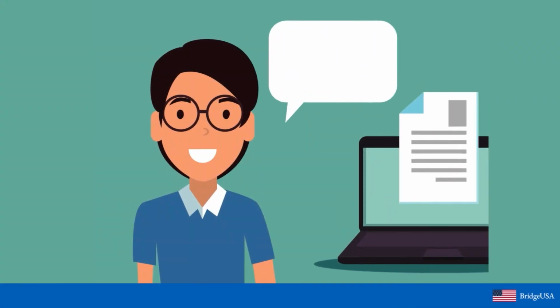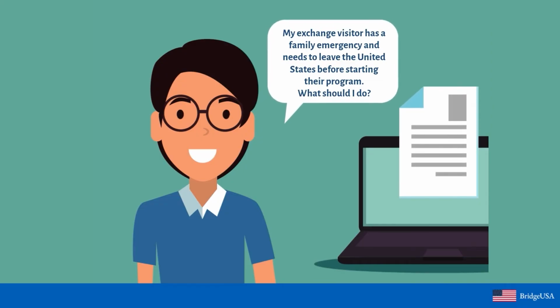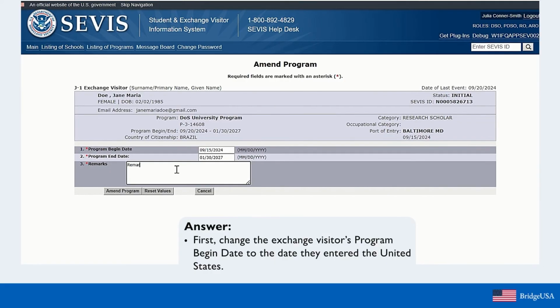My exchange visitor informed me that they had a family emergency and need to leave the United States before starting their program. What should I do? First, amend the exchange visitor's program begin date to the date they entered the United States. In our case, the exchange visitor arrived on September 15th.